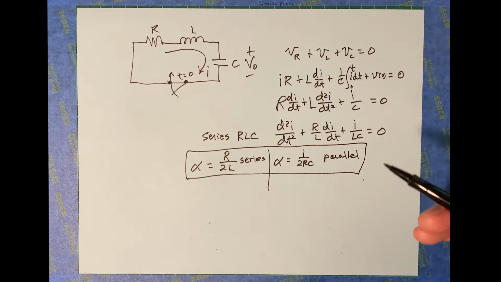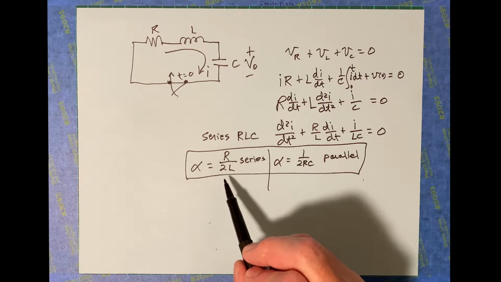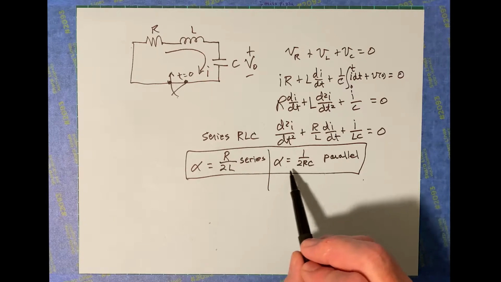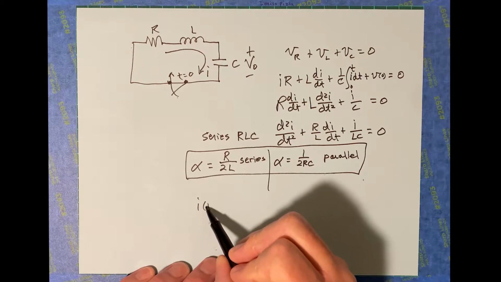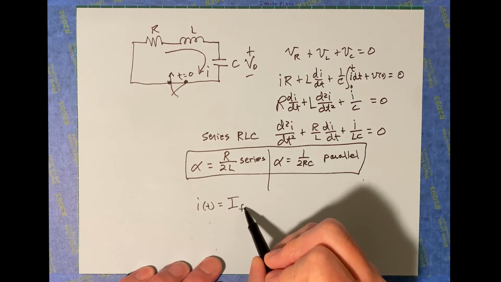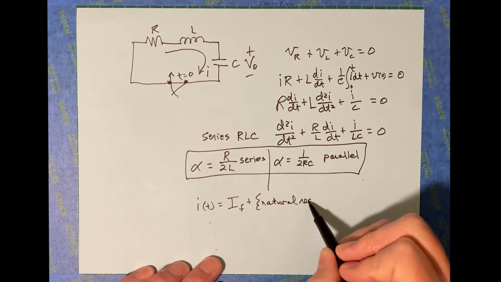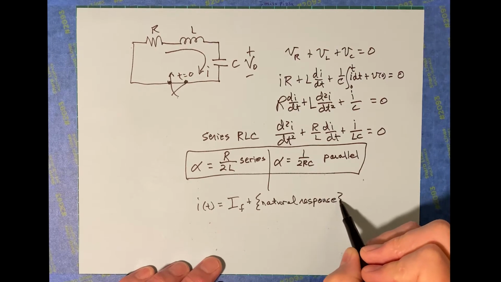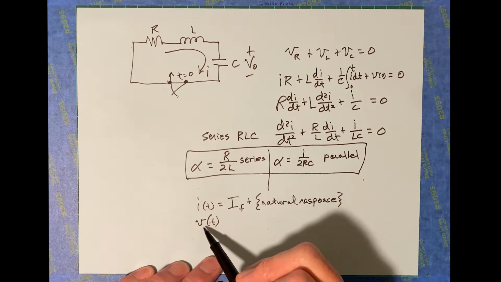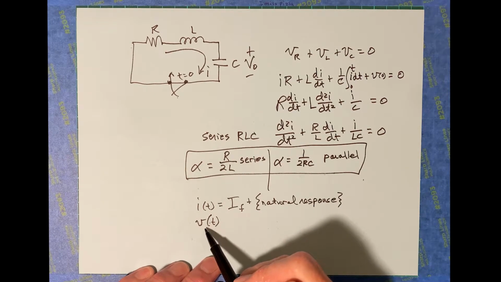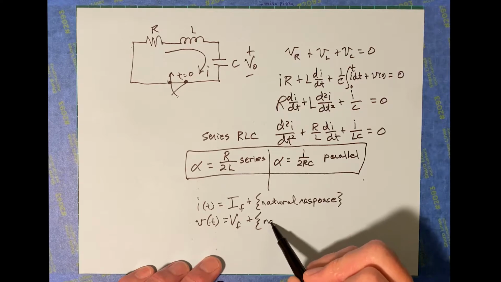So if you're able to solve one of the previous problems, then you're able to solve this one as long as you keep in mind that this is the difference right here. That's the only difference. So what does that mean? That means the current is going to be of the form I final plus the natural response. And the voltage, which voltage? Any one of them. So this is going to be V sub C or V sub R or V sub L. It's going to be V final plus the natural response.